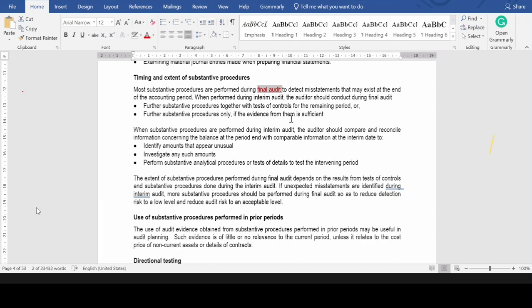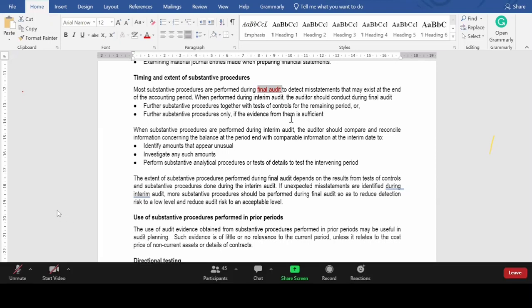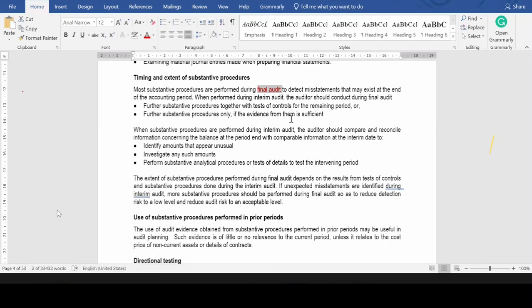So you may not do a lot with substantive testing. Most of the interim audits we do tests of controls with little substantive tests. So most of the substantive tests, as we have read above, are done in the final audit to detect material misstatements that may be existing.